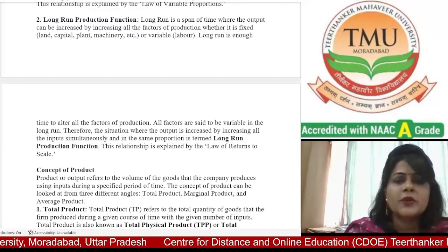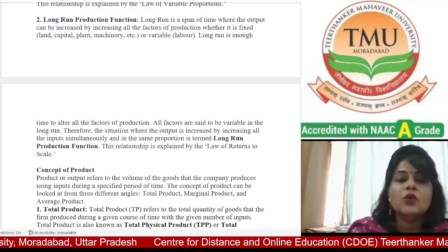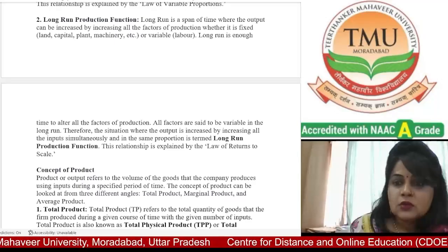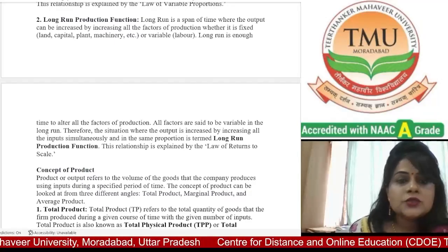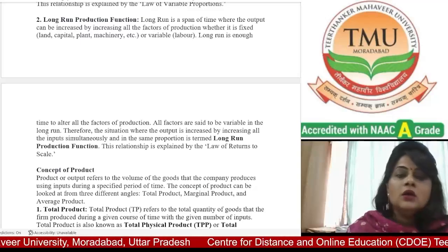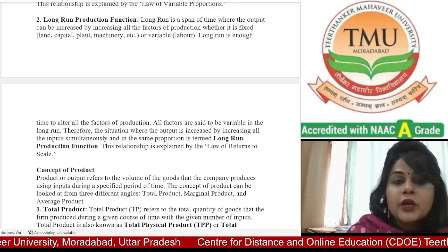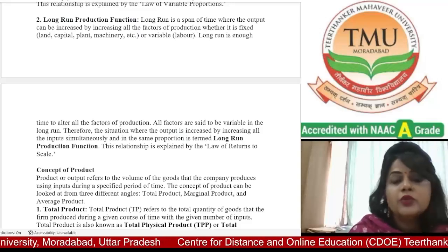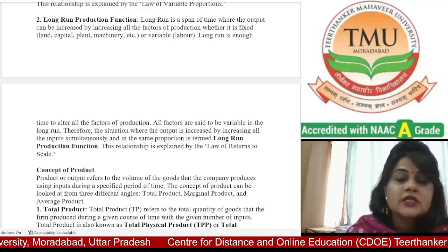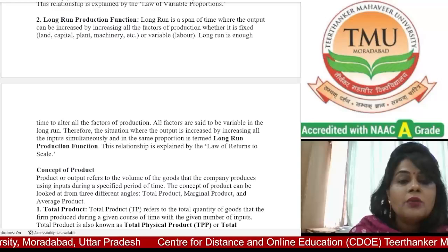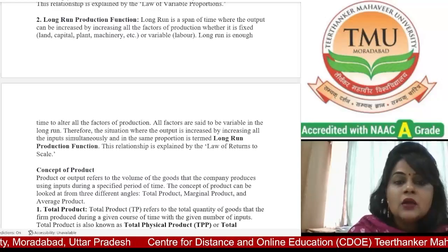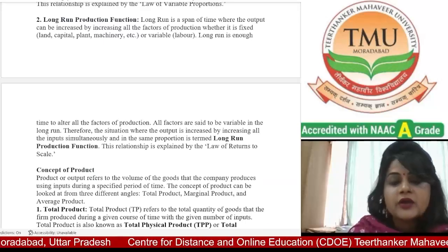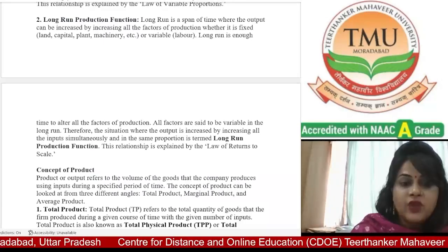Mathematically, it can also be represented as Q is equal to a function of K and L. I have also discussed it before. So it is understood that in the long run, all inputs are variable. Production can be increased by changing one or more of the inputs. The firm can change its plans or scale of production, and he can adjust the variable factors to the fixed factors.